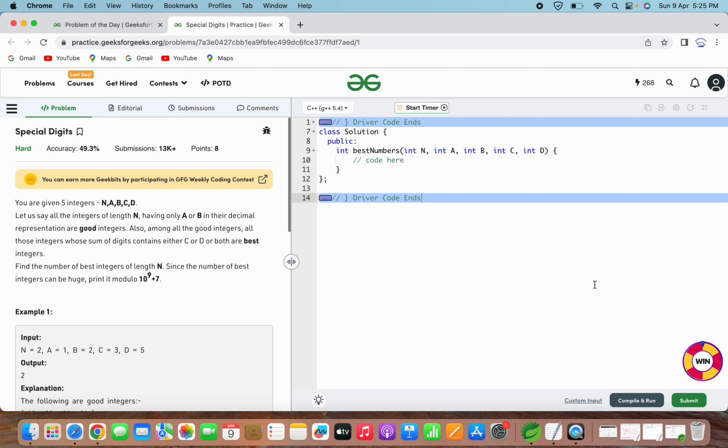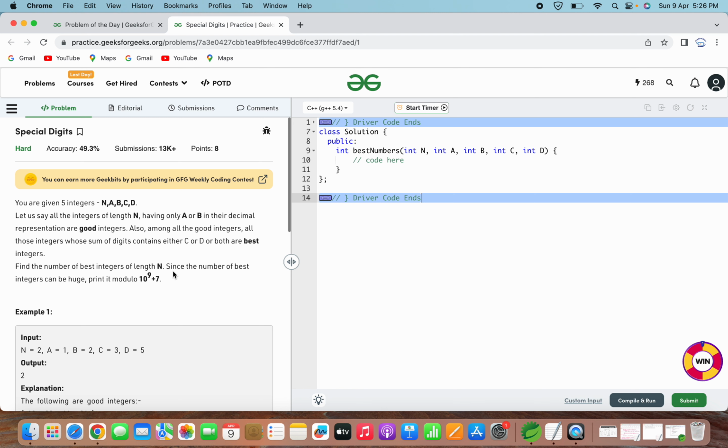Let's go through and understand the given problem statement. Here it is said, you are given 5 integers n, a, b, c, d. Let us say all the integers of length n having only a or b in their decimal representation are good numbers or good integers. Also, among all the good integers, all those integers whose sum of digits contain either c or d or both are the best integers. So here what we have to do, we have to find the number of best integers of length n. Since the number of best integers can be huge, print it modulo 10 to the power 9 plus 7. That means that those numbers have to be taken modulo 10 to the power 9 plus 7.